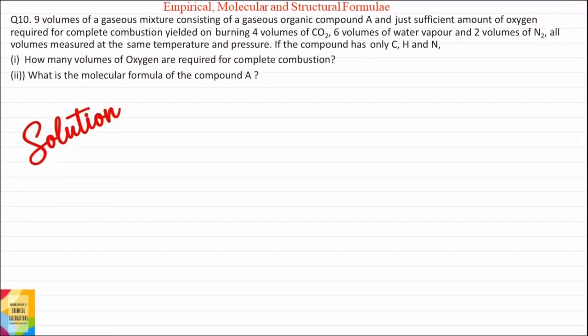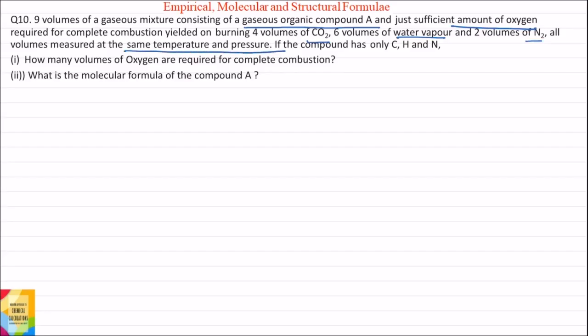Now, according to the question, the total volume of the gaseous organic compound A and oxygen is 9. Compound A और oxygen का total volume है 9, and after combustion जो भी product बनता है, जैसे कार्बन डाइऑक्साइड, वाटर वेपर एंड नाइट्रोजन, उनके वॉल्यूम है कार्बन डाइऑक्साइड का 4, वाटर वेपर का 6 और नाइट्रोजन का 2, एंड ऑल दीज गैसेस आर एट द सेम टेम्परेचर एंड प्रेशर. तो हम लिख सकते हैं रिएक्शन A plus O2 forming CO2 plus H2O plus N2.